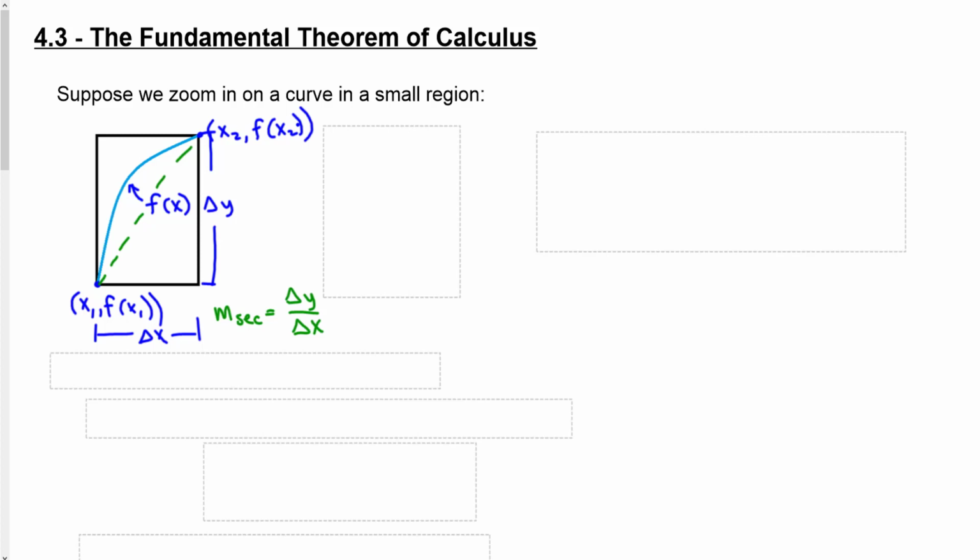Remember, we took this and we worked our way into a derivative. We had dy over dx and got a tangent line at a particular point. But this is okay for my purposes right now.